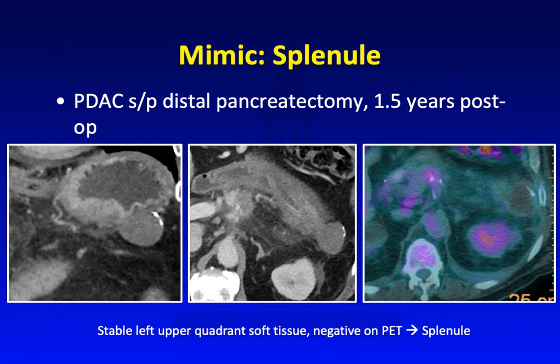This is a different patient who had a distal pancreatectomy 1.5 years post-op, and we see that there is this soft tissue nodule in the left upper quadrant. Patient even got a PET to show that it was not FDG avid, and this was just a splenule after patient had distal pancreatectomy and splenectomy.